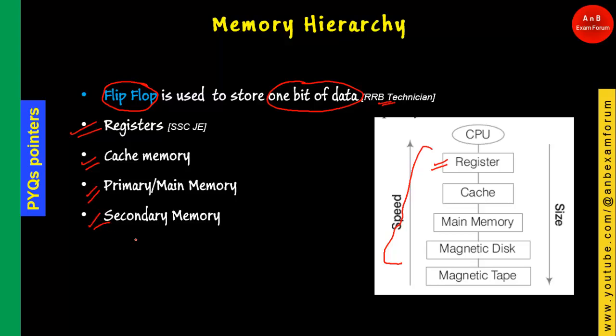So this is the memory hierarchy. Remember, the fastest one is the register, then cache memory, then primary, then secondary. It is not the cache memory, it is the registers. Again I am repeating, registers are the fastest memory, whereas the slowest ones are the secondary memory.